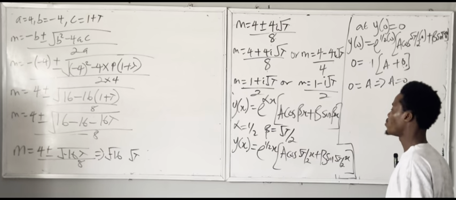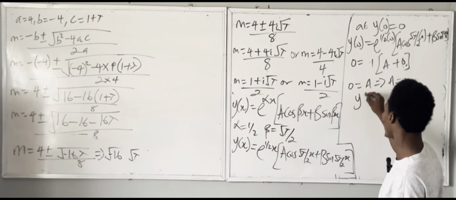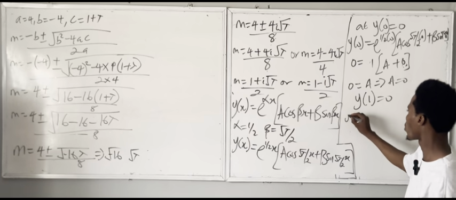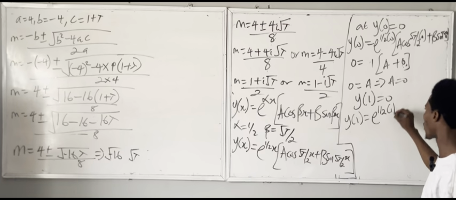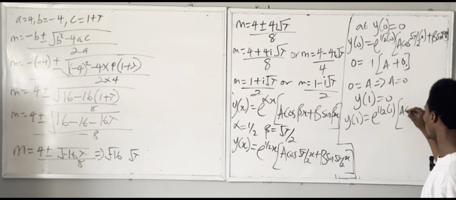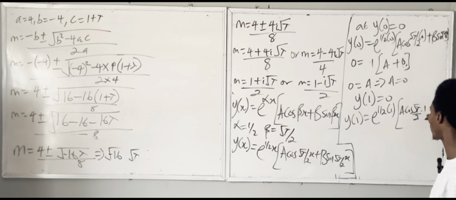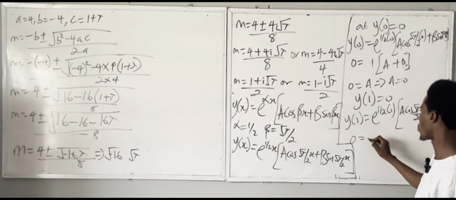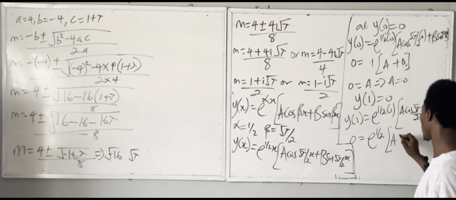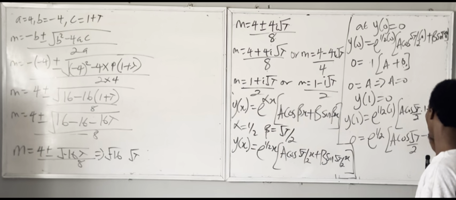My A is 0. So let me test my second boundary condition, y of 1 is equal to 0. So I'm going to have y of 1 equals exponential 1 over 2 x. Whenever I see x, I put 1. Then A cos of square root of lambda over 2 multiplied by 1, then plus B sine of square root of lambda over 2, 1 as well. So y of 1 is 0, equal to exponential 1 over 2, then A cos of square root of lambda over 2, then B sine of square root of lambda over 2.